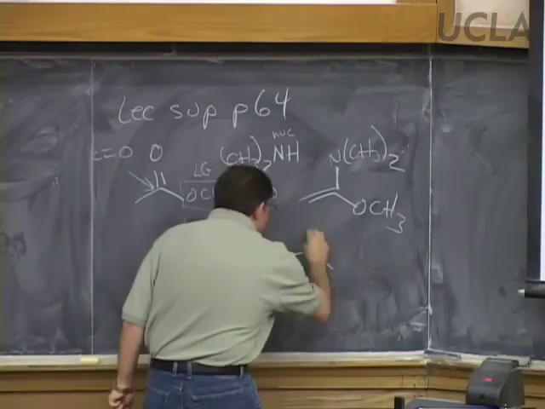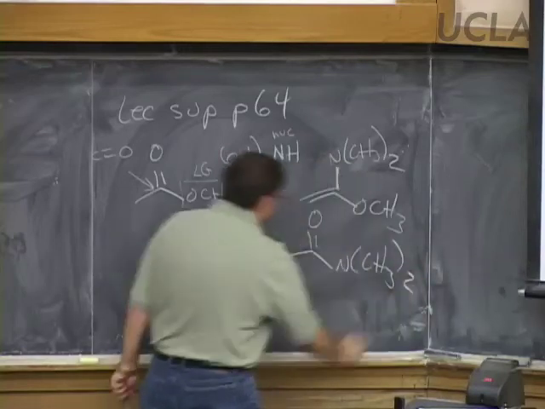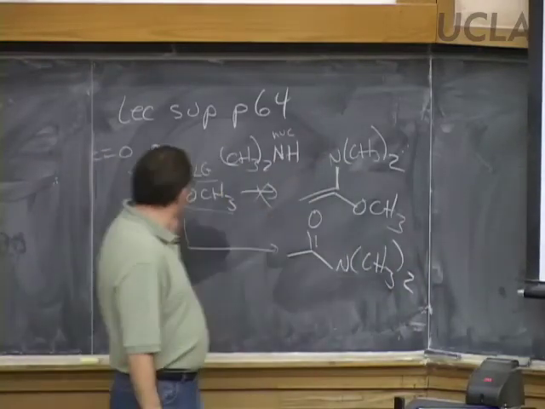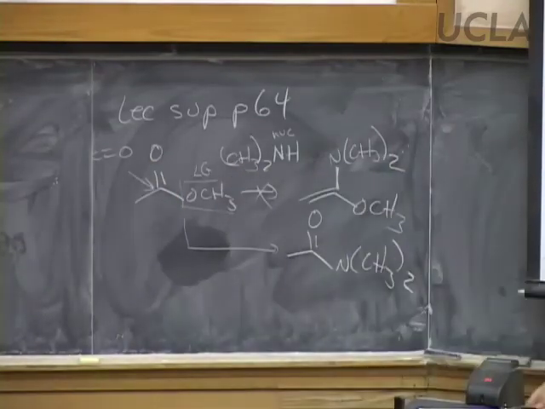Now you get an amide. You get nucleophilic carbonyl substitution. So enamines only happen when there's no leaving group on the carbonyl, when there's only aldehydes or ketones.